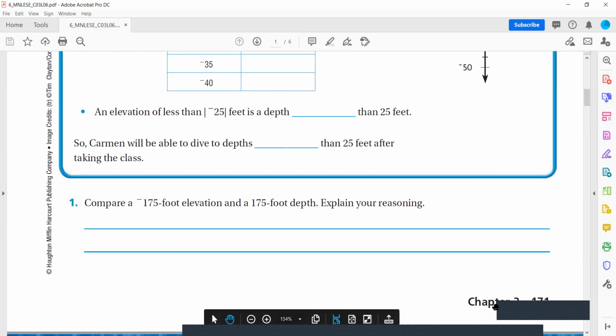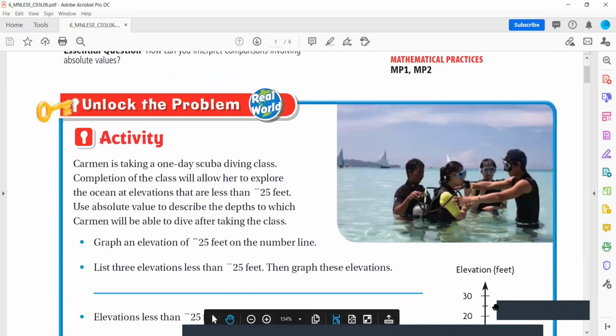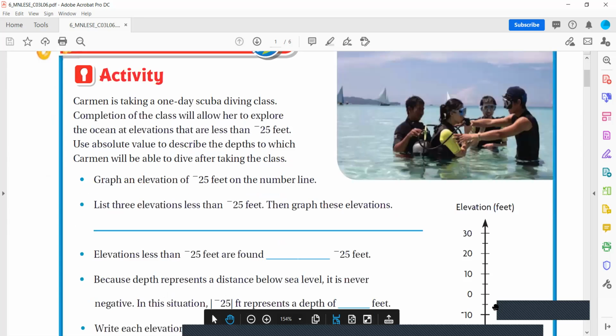Girls, did you turn to page 171, everyone? Yes, 171. We are doing lesson 3.6. I told you, comparing absolute values.